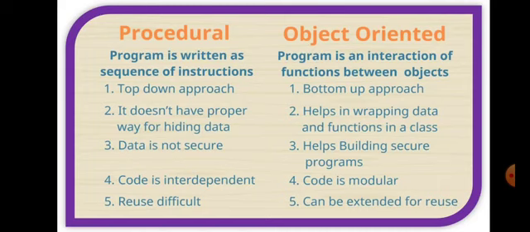So modular means module 1, module 2, module 3, module 4 and module 5. All these things are done separately, they are made separately, and finally they are processed as one object. That is called the modular approach. Number 5, can be extended for reuse. So reusability of code is always possible.